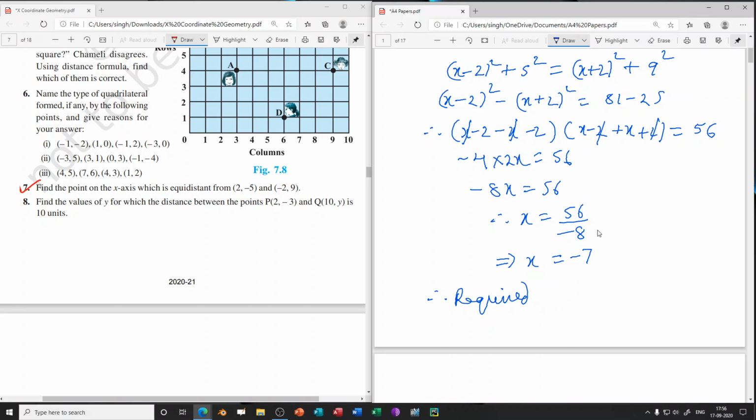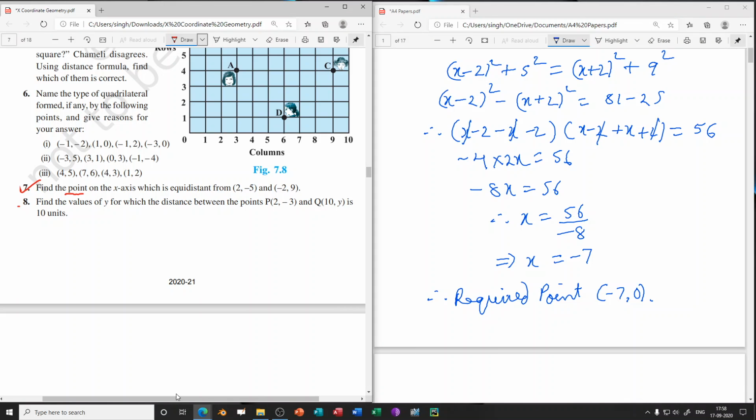Therefore the required point is... here we do not have to find only the value of x. We have to find the point, and in a point there are two coordinates, x and y. So the required point is (x, 0), that is (-7, 0). So this is the answer of our question number 7.